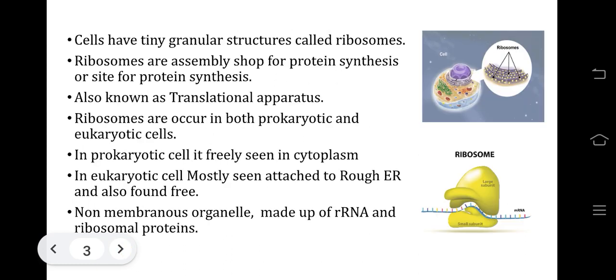George Palade. Cells have tiny granular structures called ribosomes. Ribosomes are the assembly shop, or site, for protein synthesis, also known as the translational apparatus. Ribosomes are present in both prokaryotic and eukaryotic cells. In prokaryotic cells, they are freely seen in cytoplasm. In eukaryotic cells, they are mostly seen attached to rough endoplasmic reticulum and also found free. A non-membranous organelle made up of rRNA and ribosomal proteins. Here you could see a picture of ribosomes.